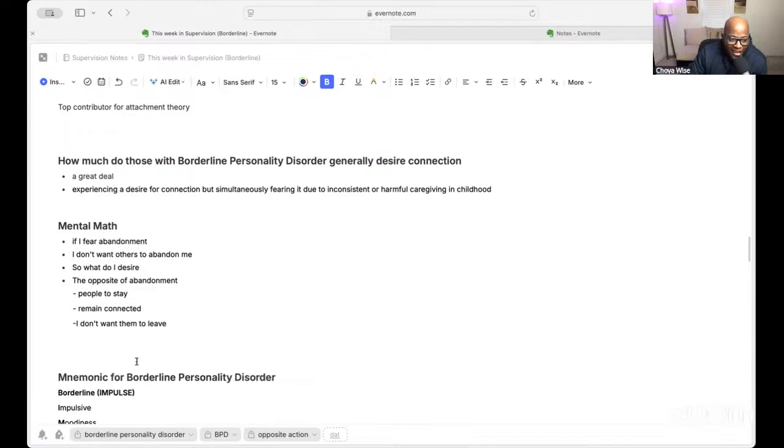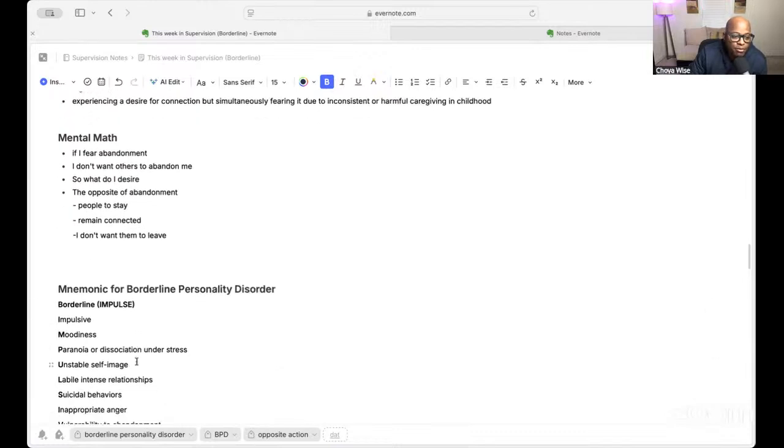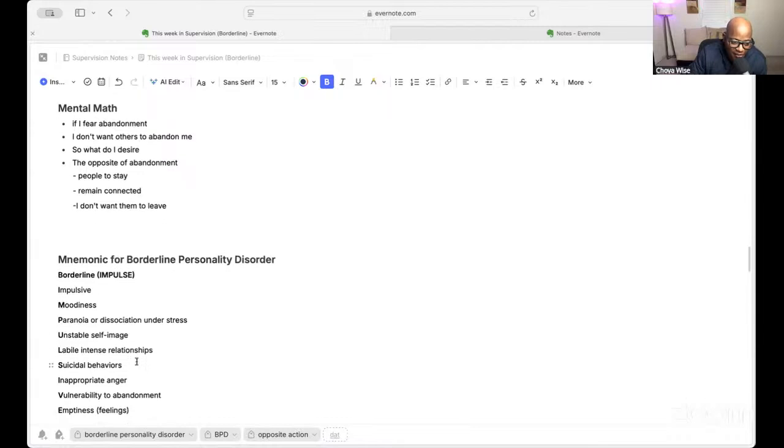Okay, so now here we go. How do we remember all these symptoms right off the top of our heads without having a stroke? I have mnemonics that I try to use on all our most common disorders, and you can get them on the internet or wherever. The mnemonic for borderline personality disorder walks you through every single symptom from the DSM, all nine, I think. So it walks you through all of them.